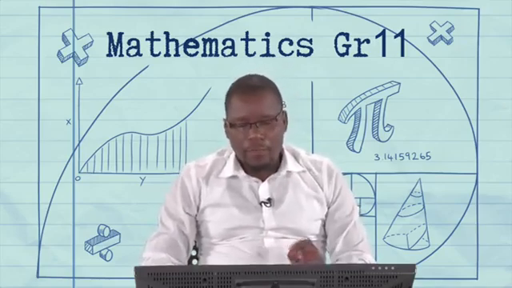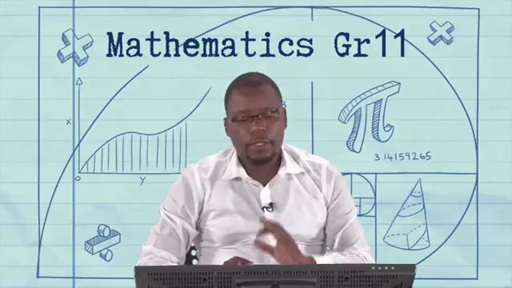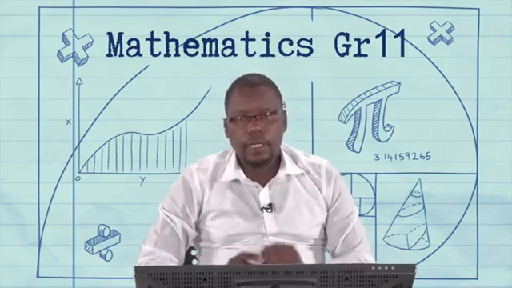Okay, right, guys. The next problem has got all these parameters together. I'm going to give you a chance first to try it on your own. You're given f of x equals 2 sin(x minus 30 degrees) plus 1 from negative 360 to 360. You need to tell us what is the period of this graph. You sketch the graph of f within the given domain, which is negative 360 to 360. And you have to tell us what is the range of this graph. Okay, so you've got 3 minutes to do this problem. Let's continue working.